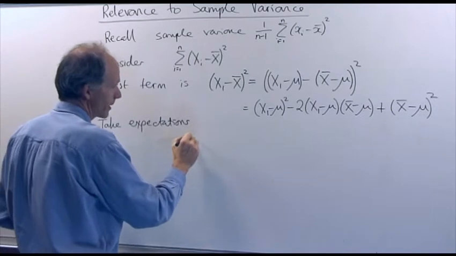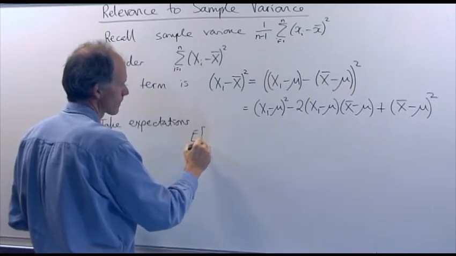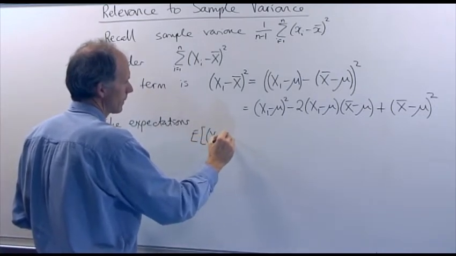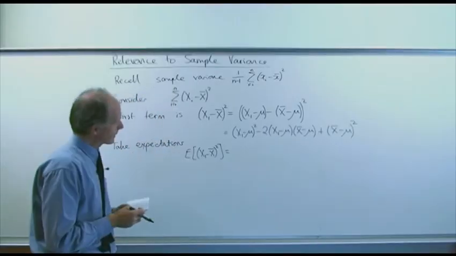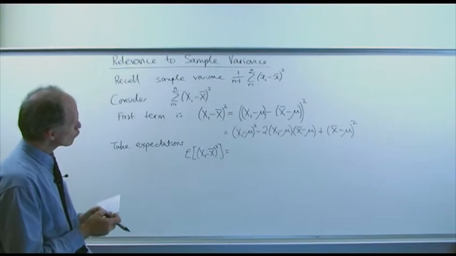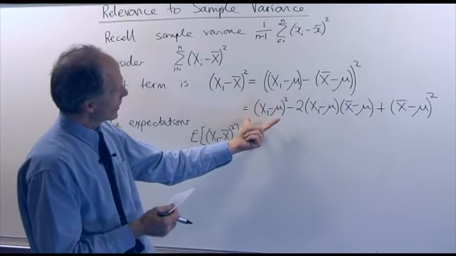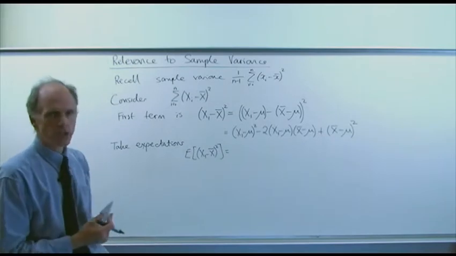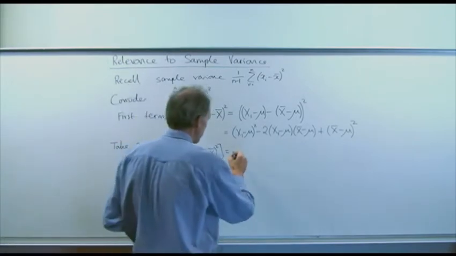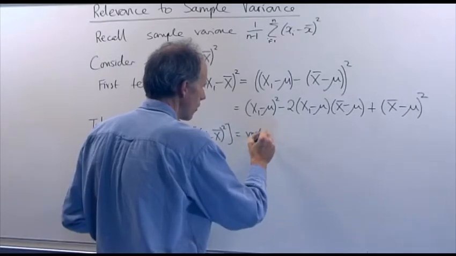So on the left-hand side, we have the expected value of x1 minus x bar squared. On the right-hand side, we can look at these various quantities. This is the expected value of x1 minus mu squared, and that's just the definition of the variance. So that's the variance of x1.